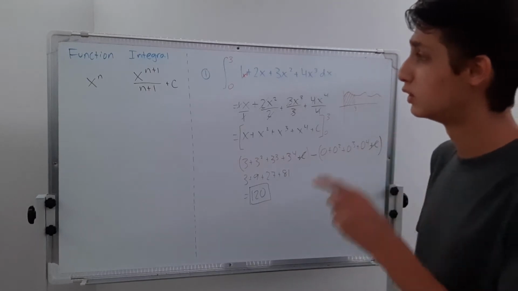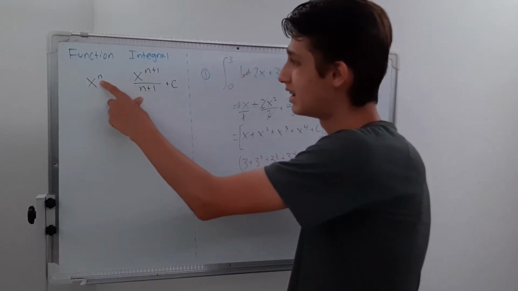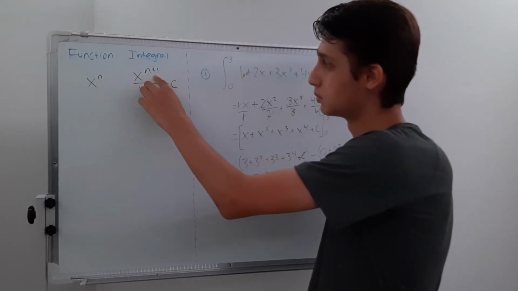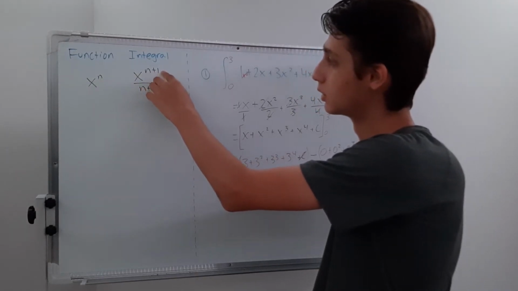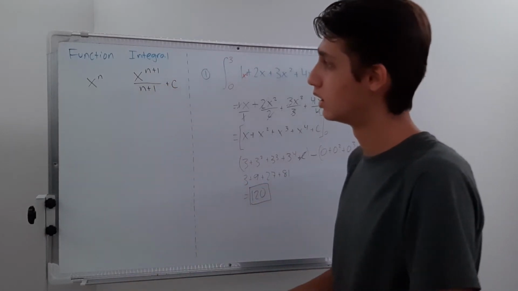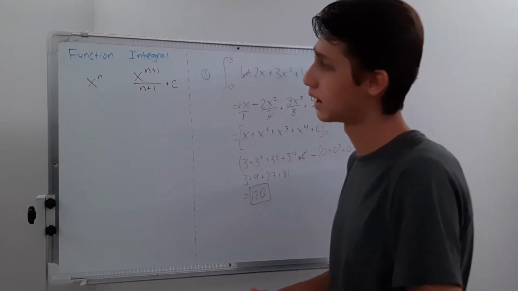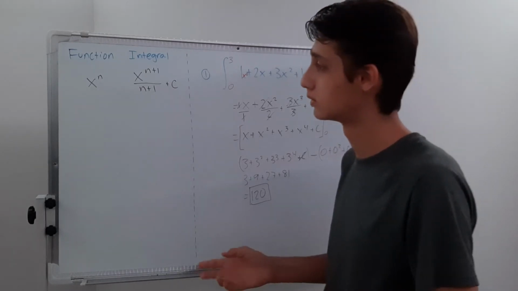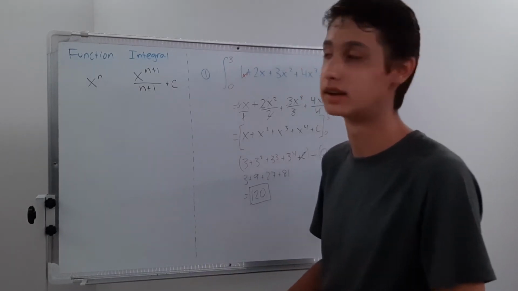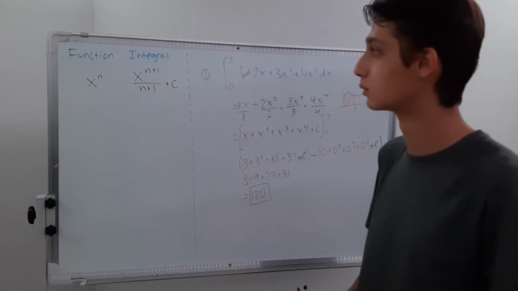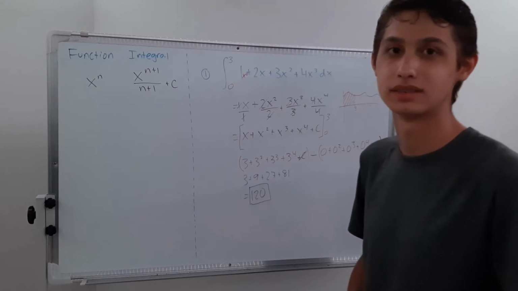Now, if you notice, if your n is -1, you add -1 plus 1, that's going to be 0. And if you have to divide by 0, you end up with a problem. So what happens if your n is -1? Well, there is actually an equation for that. There is a defined function for your integral, so we're going to go over that next.